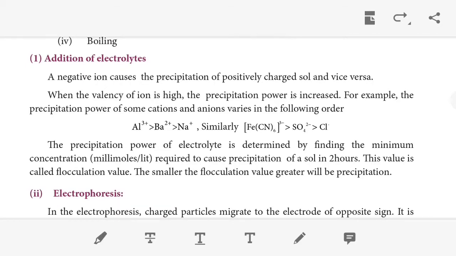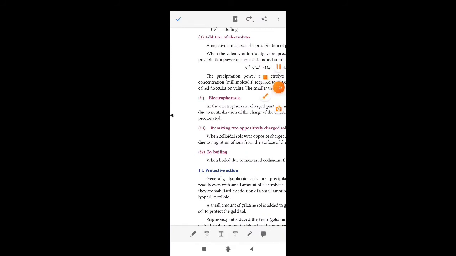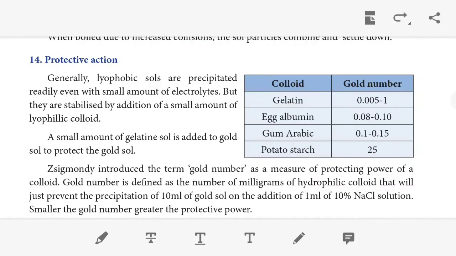Okay, then the next topic is protective action. Generally lyophobic, you know the meaning of phobic, water hating substance. Lyophobic sols are precipitated readily even with a small amount of electrolyte, but the stability can be improved by the addition of a small amount of lyophilic colloids. Lyophilic means water loving substance, lyophobic means water hating substance. Lyophobic sols precipitate very quickly compared to lyophilic ones. Lyophilic sols cannot be easily precipitated, while lyophobic can be precipitated easily.